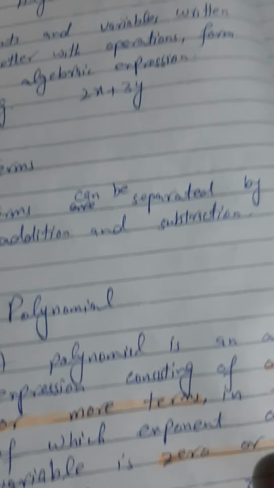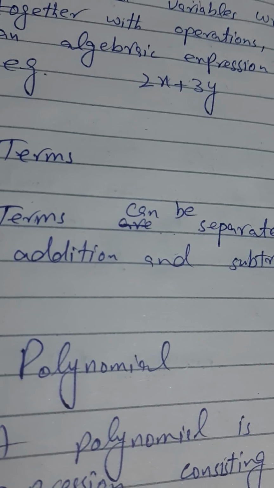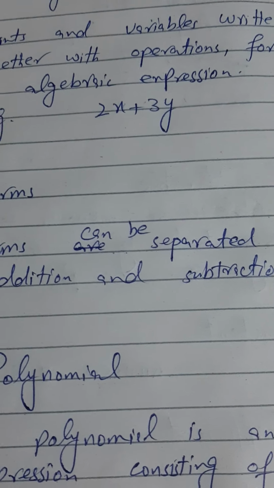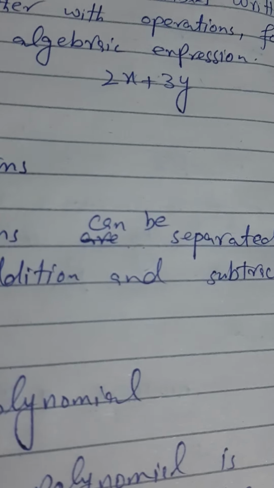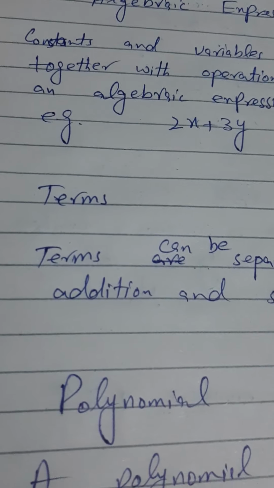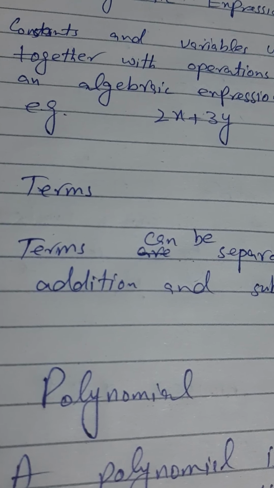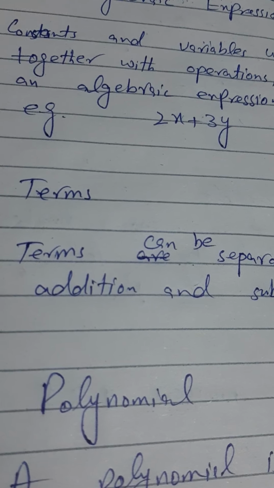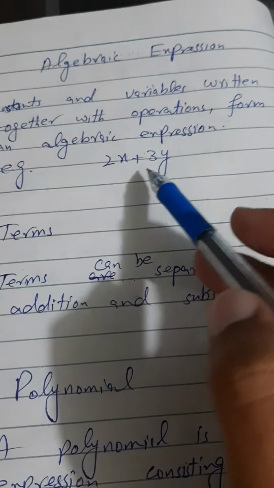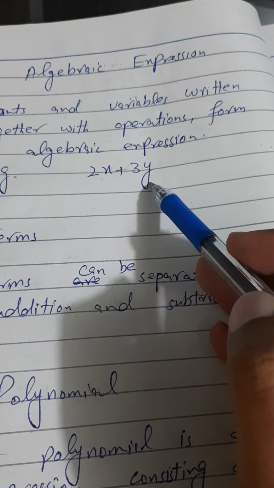Then next is terms. How we can separate terms from an algebraic expression. For example, above algebraic expression is 2x plus 3y. So if we want to check how many terms are there, how we can separate these terms? If there is sign of addition and subtraction, we can separate terms from that. Just like above example, we have two terms, 2x and second term is 3y.